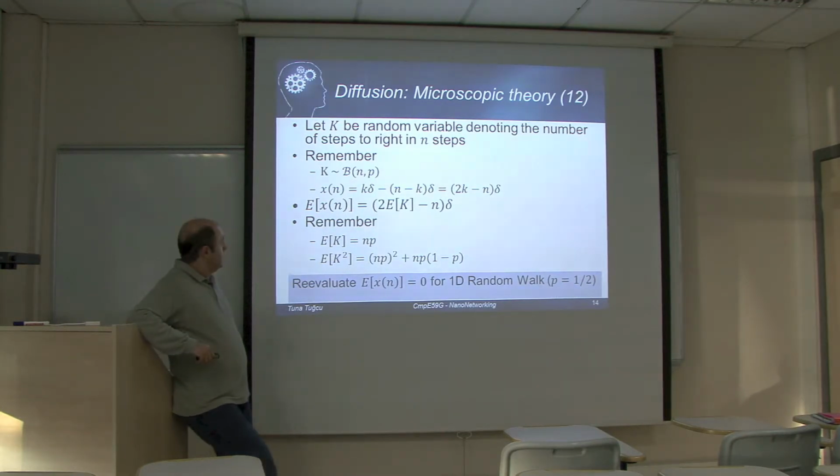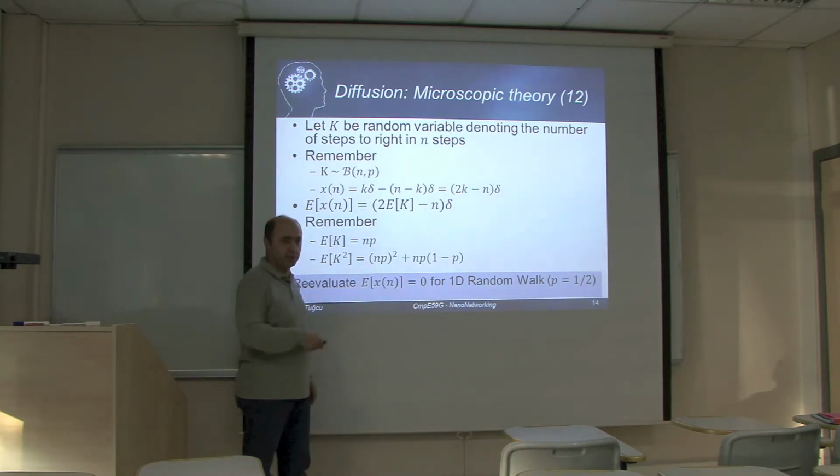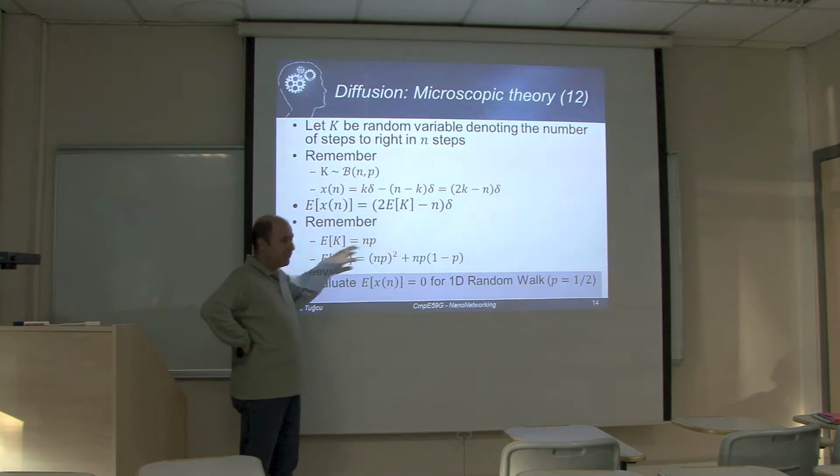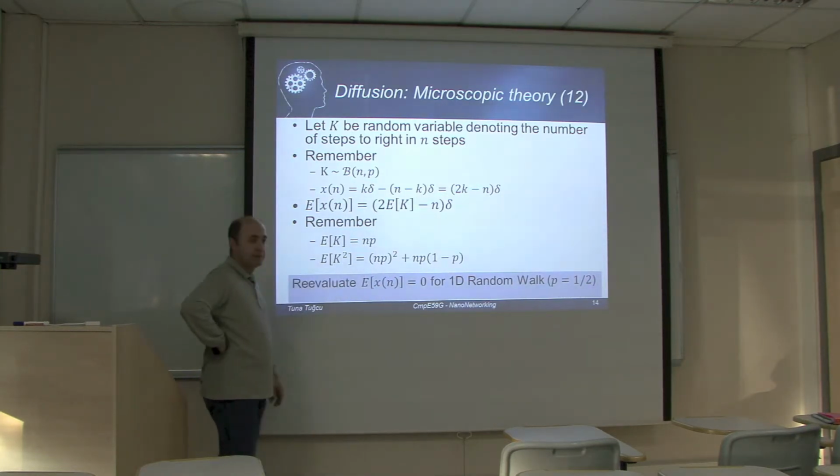The expected value of k is n over 2. N times 1 over 2. Yes. Substitute p equal to 1/2 in here. The expected value of k would be n times 1 over 2, n over 2 in other words, right? They will cancel each other.